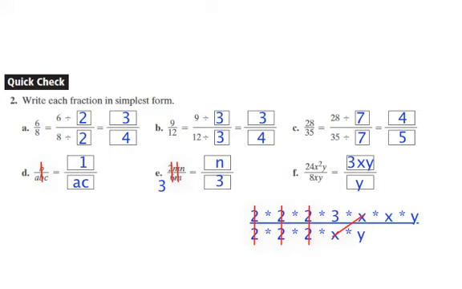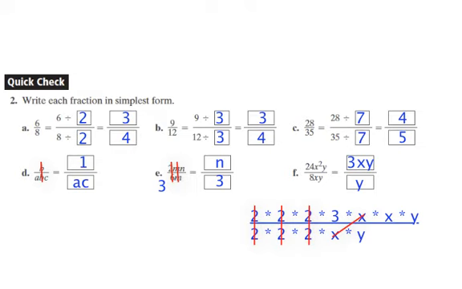For 2D, you have to cancel out the B's, so on the top you're left with just 1, and on the bottom AC, so 1 over AC. For 2E, you can simplify the 2 and the 6 because 2 goes into both. 2 goes into 2 once and 2 goes into 6 3 times. So we can just cross out the 6 and write a 3. The M's cancel each other out. So you're left with N on the top and 3 on the bottom.